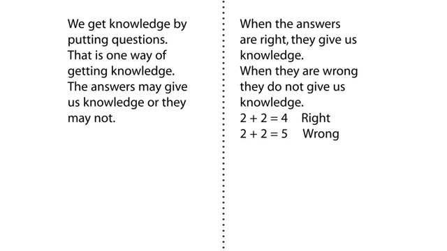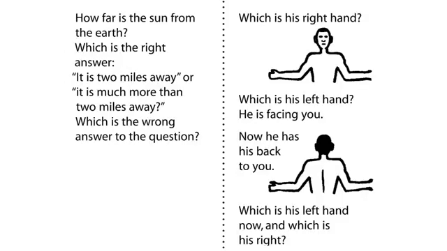2 plus 2 equals 4. Right. 2 plus 2 equals 5. Wrong. How far is the sun from the earth? Which is the right answer? It is 2 miles away, or it is much more than 2 miles away. Which is the wrong answer to the question?